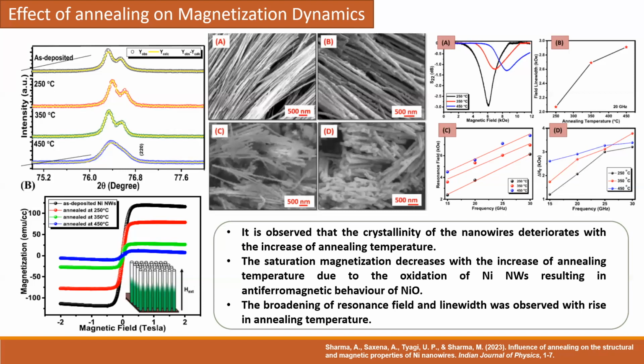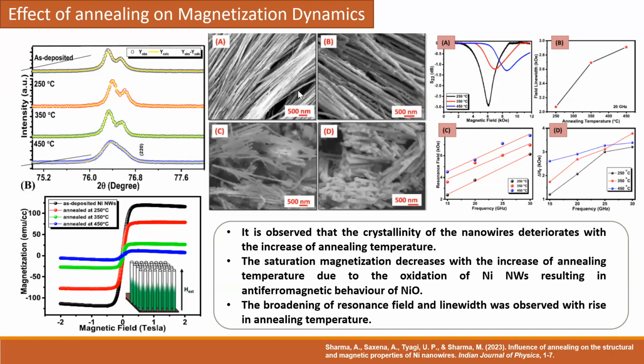Here in this case, it will not convert into paramagnetic, but for the case of nickel, when we anneal it in the presence of air, it gets oxidized, and this nickel will be converted into nickel oxide, which is an antiferromagnetic material. So because of that antiferromagnetic nature, the magnetization will decrease.